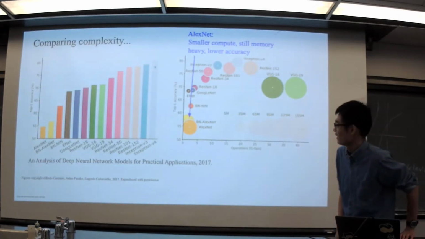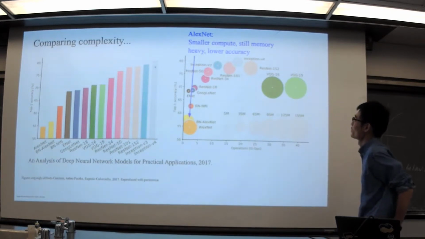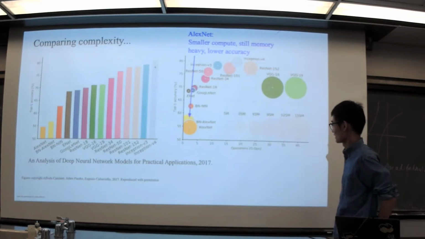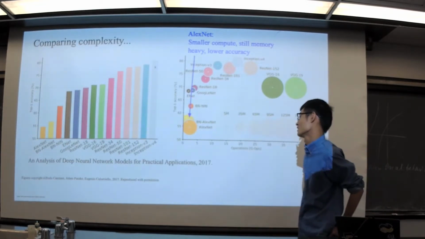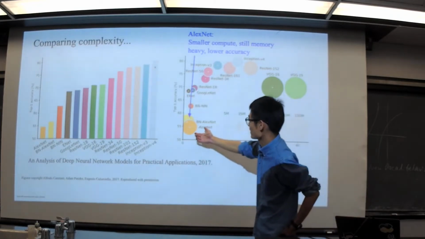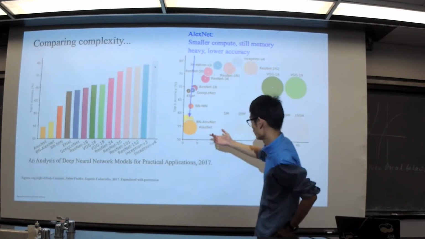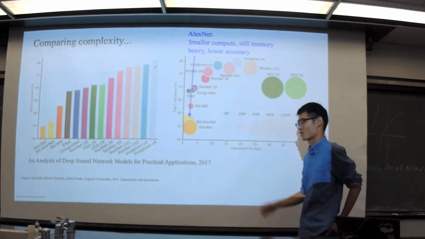AlexNet. AlexNet does have a small computation, but it's still memory heavy, and its accuracy is too low. It's less than 55. It's almost random. It's like right or wrong. It's a random prediction. Sorry, no.